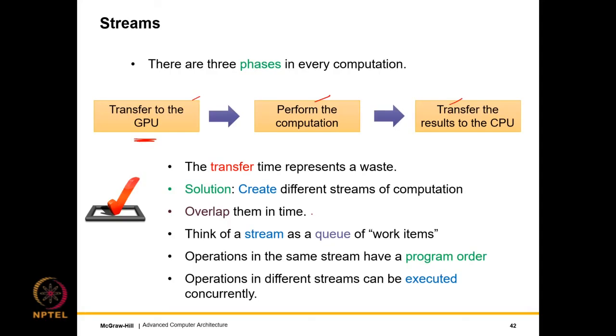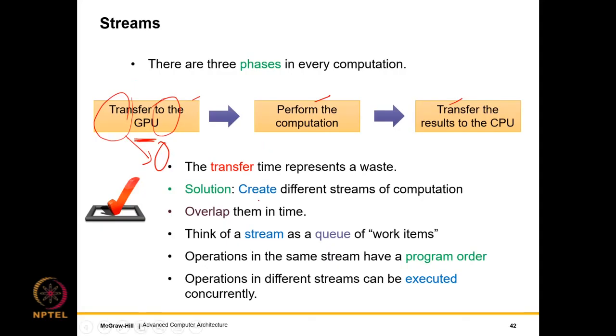So the solution is that we create different streams of computation and we overlap them in time such that at least the GPU can be used. Instead of transferring all the data at once, we transfer small chunks of the data and then we perform a computation on them. At the same time, in a pipeline fashion, we transfer the next chunk, right? So instead of transferring all the data, we pipeline the computation.